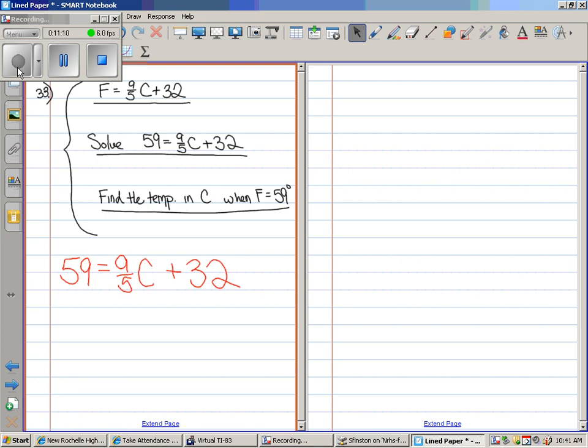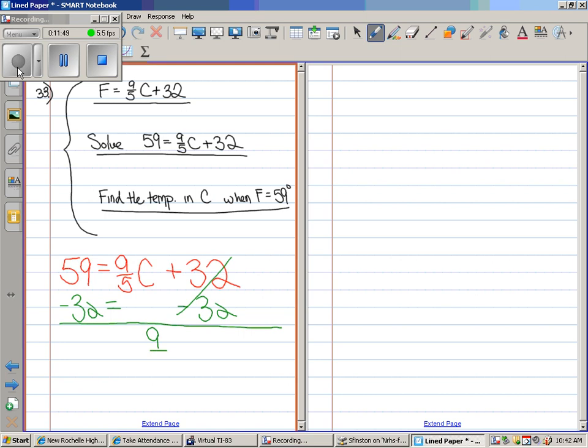We did stuff like that. I agree. Take a look at all these things over here. You could make the fraction a decimal. I agree with that. Sulema? Yeah. Well, let's try and get C by itself like we've been doing. Subtract 32 from both sides. We're going to subtract 32 from both sides.